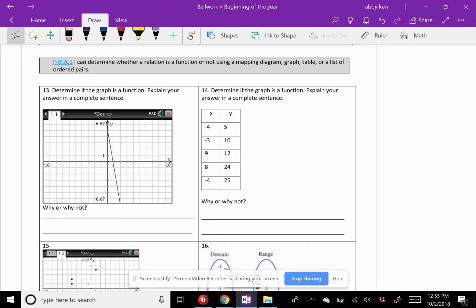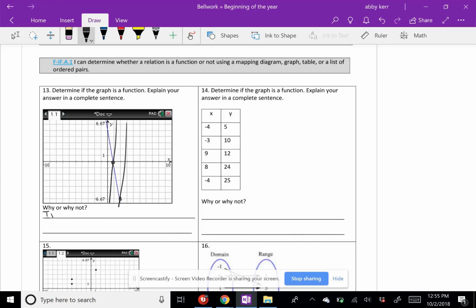Now, for this learning target, it says, I can determine whether a relation is a function or not using a mapping diagram, graph, table, or list of ordered pairs. So determining if something's a function. If given a graph, you just do the vertical line test. So my vertical line test, it only goes through one point. It only goes through one point. But I'm looking for a better answer than it passed the VLT.